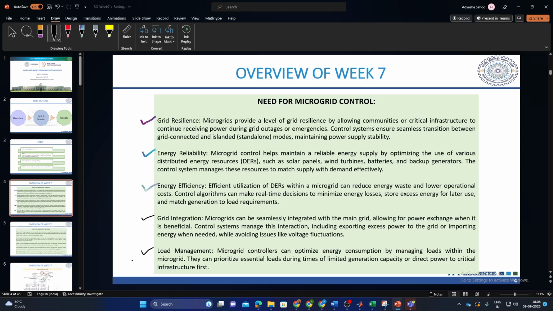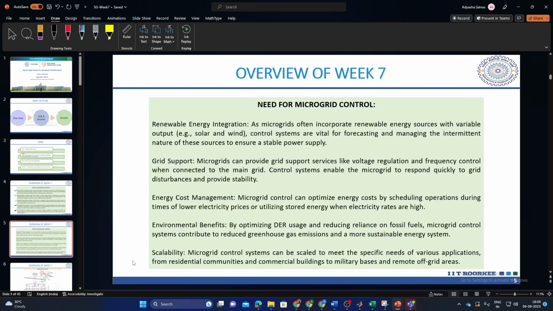Load management: with the help of microgrid control we can prioritize, as I said, let's say we have limited generation capabilities, then which load we need to satisfy. Basically we need to satisfy the critical loads such as hospitals, military bases, then airports. For that we need proper control strategies. Then renewable integration, and grid support in terms of various ancillary services. These distributed generators can provide various voltage-related or frequency-related services, so for that we need control strategies. Then energy cost management, that is power cost management basically. We can optimize what amount of power we want from the grid at what time period.